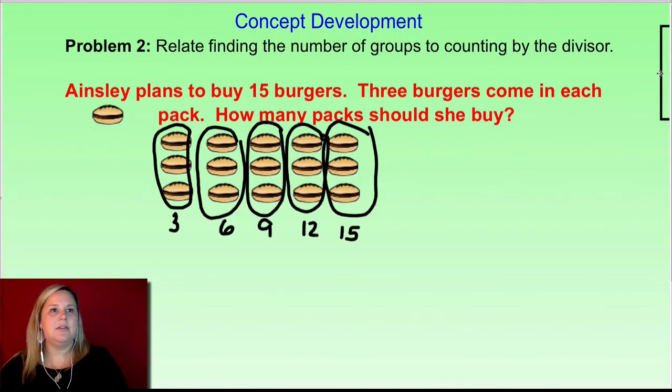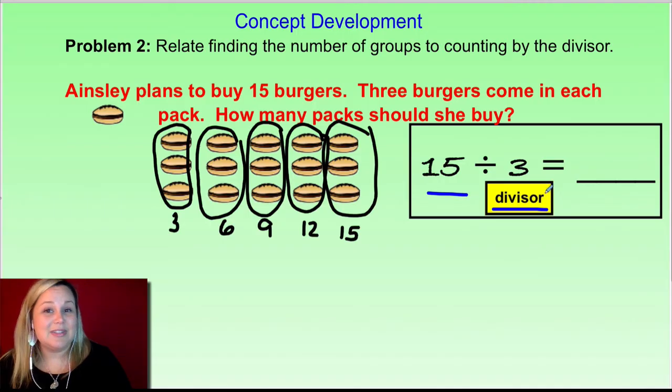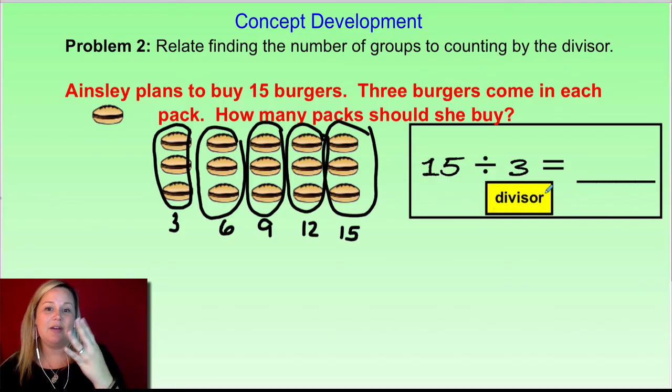So if I want to look at this, here is my expression that I would come up with to match this. Remember, the total was 15. We divided it into 3 in each group to find out how many packs or groups we needed. What I want to call your attention to is this thing right here. It's the divisor. That means what you're dividing something into. So you have your total that comes here, and your divisor is what you divide something into. It's also something that you can skip count by to find the total. So you could go 3, 6, 9, 12, 15, and know that you need 5 packs. And that's also what we came up with over here. So 1 pack, 2 packs, 3, 4, and 5.